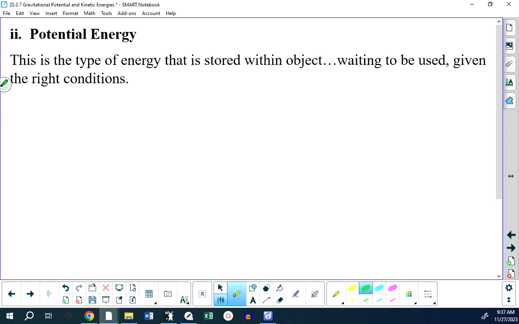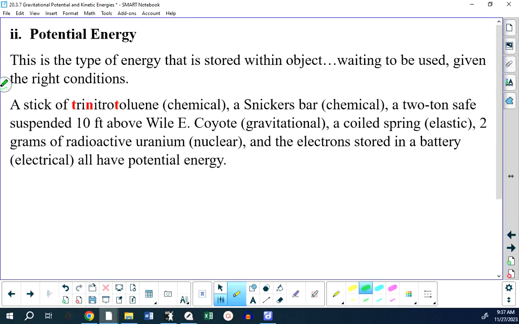Potential energy. This is the type of energy that is stored in an object waiting to reveal itself. So a stick of dynamite, TNT, which is trinitrotoluene, is the chemical name for it, has chemical potential energy. There's energy stored in a stick of dynamite that, given the right conditions, you can release, and it can do work. You need to light a fuse and add a little bit of energy to cause the chemical reaction to occur.